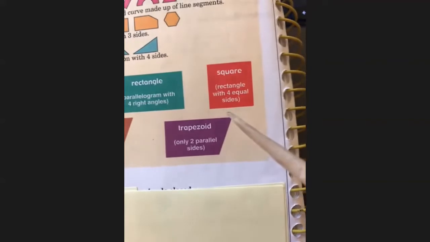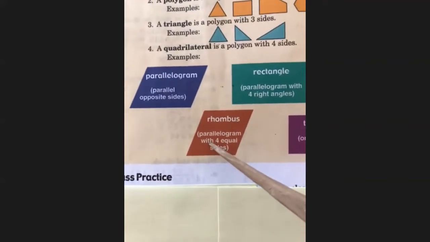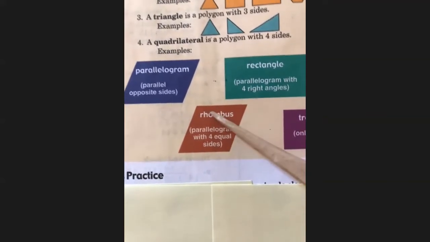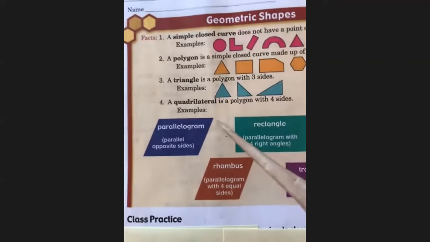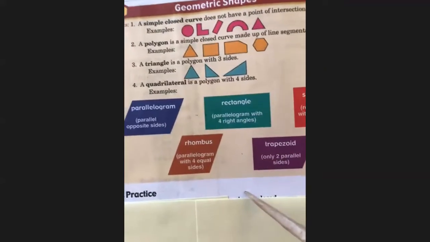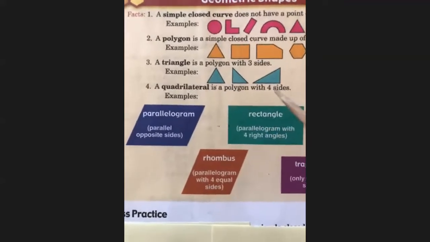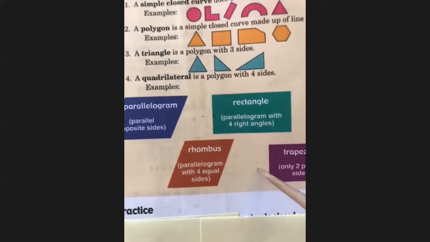Rhombus, where are we? Here we are. Rhombus is also a parallelogram, but it has four equal sides, like we said on our chart. They're a quadrilateral. All of them, if there's four sides, are a quadrilateral. So on your paper today, I don't want you to get confused. You're going to look at the shapes, and it's going to say all the names for that shape. And you might have four lines there.